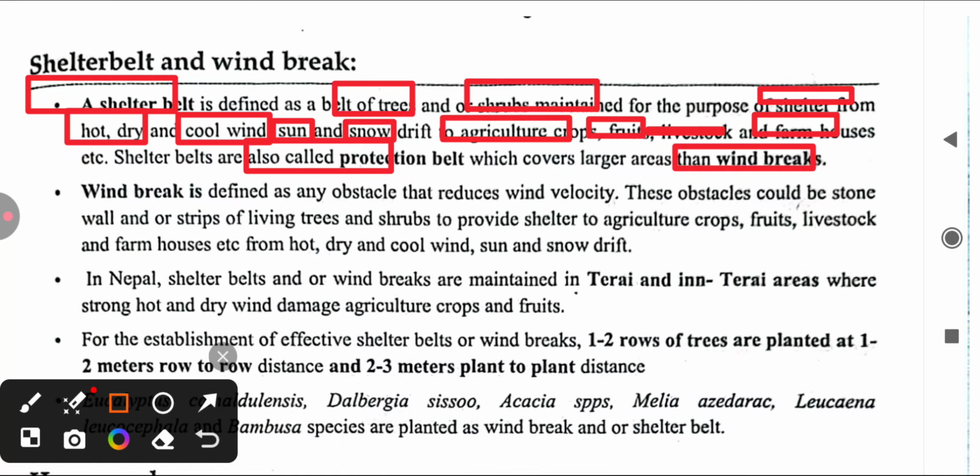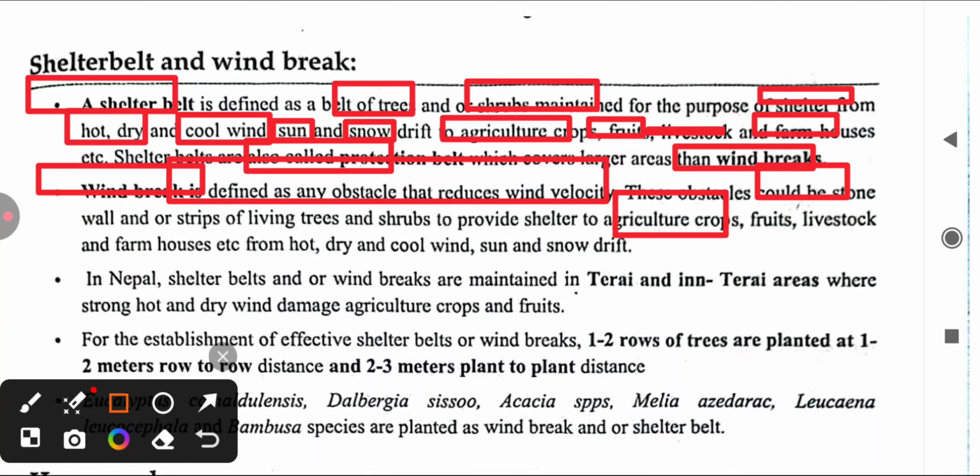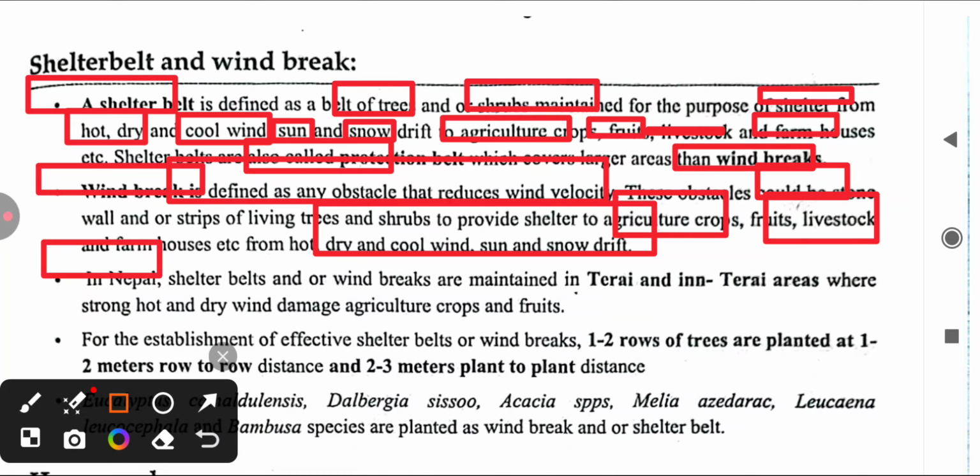Windbreak is defined as any obstacle that reduces wind velocity. This obstacle could be a stone wall or a strip of living trees and shrubs to provide shelter to agriculture crops, fruit, livestock, and farmhouse, etc. from hot, dry, and cold winds, sun, and snow drift. In Nepal, shelter belt and windbreak are maintained in Tarai and Inner Tarai, where strong, hot, and dry wind damages agriculture crops and fruit.